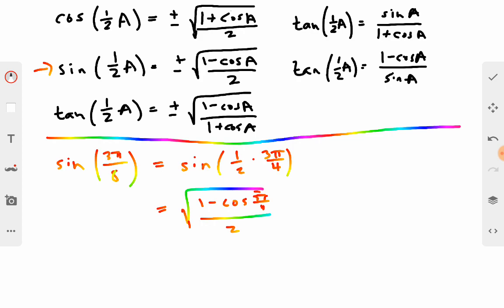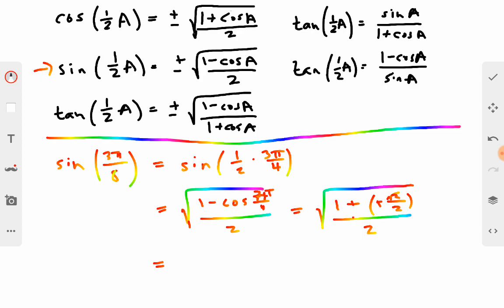That's a little bit hard to read. That's 3 pi over 4 there. I'll rewrite it better on the next line. Okay, so we know that 3 pi over 4 is a reference angle of pi over 4 in the second quadrant. Cosine is negative in the second quadrant, so it's going to be negative square root of 2 over 2, all over 2. Okay, so that's going to give us 1 plus the square root of 2 over 2.